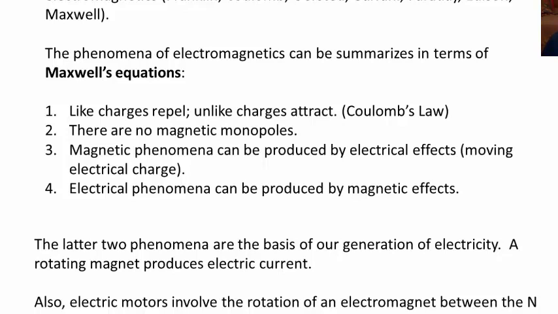Two, there are no magnetic monopoles. That is, a magnet occurs as both north and south, or as a dipole, whereas charges can be monopoles, single point charges, either plus or minus. A magnet will always have a north and a south pole. Three, magnetic phenomena can be produced by electrical effects. That is, a moving electric charge can produce a magnetic field. And four, which is the converse, electrical phenomena can be produced by magnetic effects.